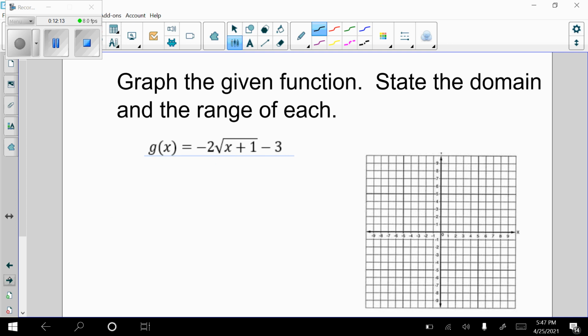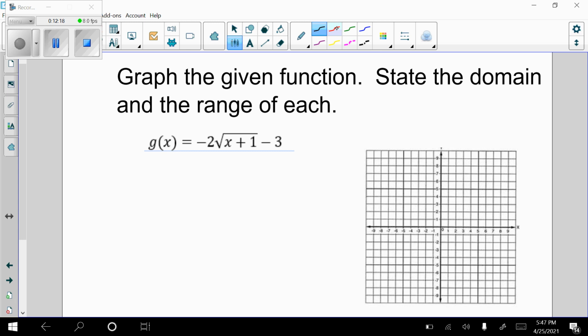All right, last one. Got quite a few transformations on this one. This one is a square root. So I have x and g of x, and I need my perfect squares to start with. This one has 4 transformations. So reflect over x.